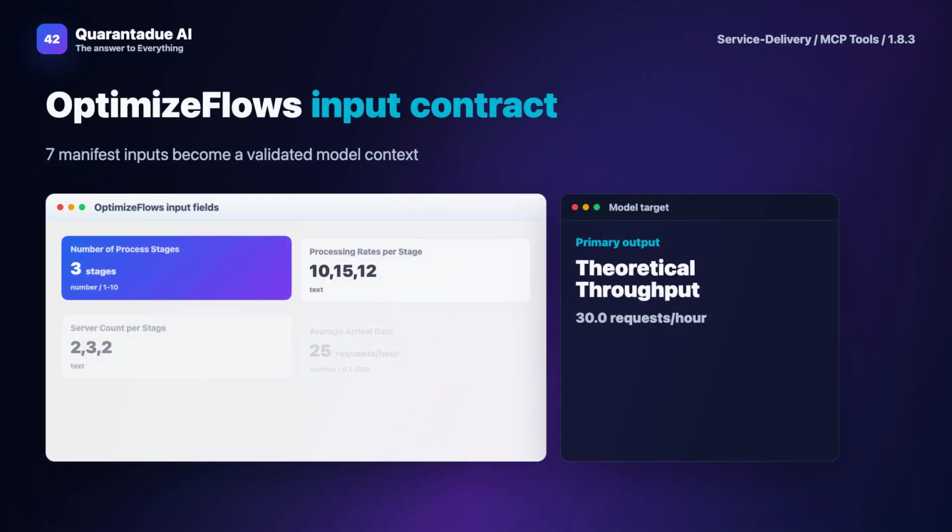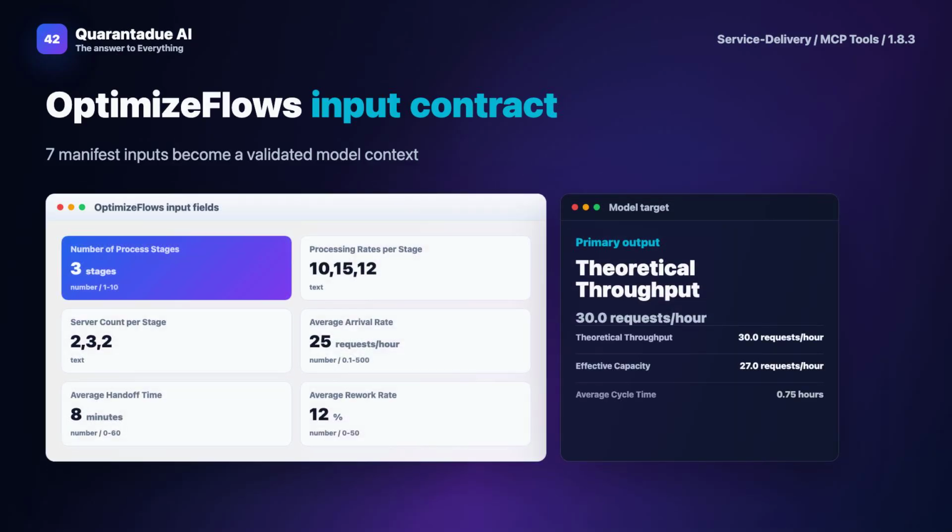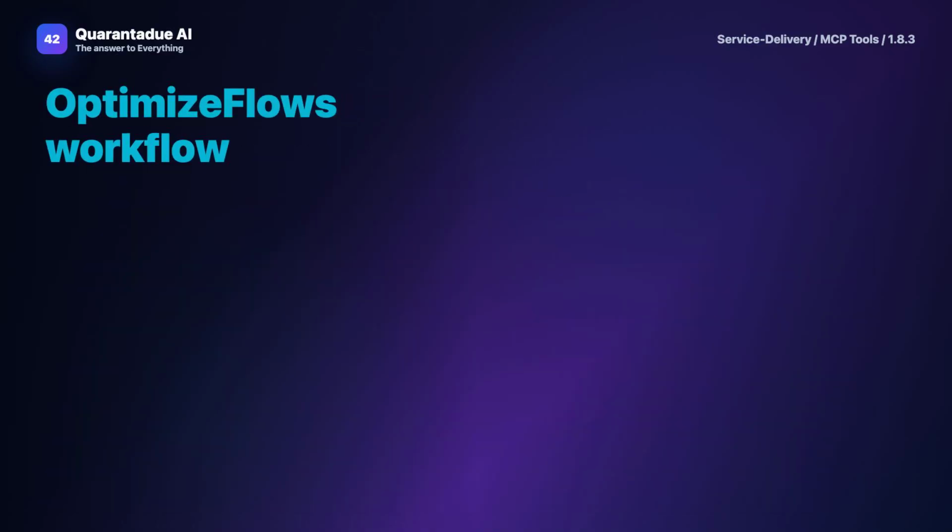The workflow then applies: parse the comma-separated processing rates and server counts to compute the capacity for each stage as the product of processing rate and server count. Identify the bottleneck stage by finding the stage with the minimum capacity. In case of ties, select the earliest stage.